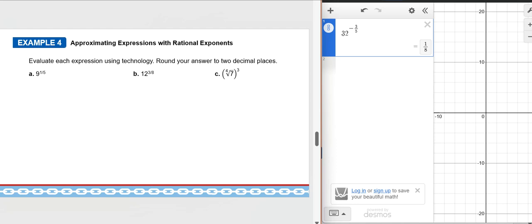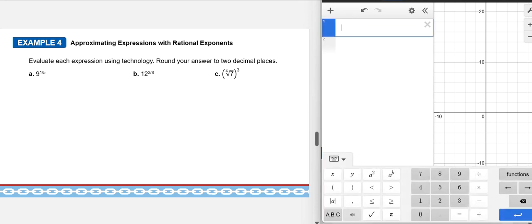So our answers previously had nice whole number answers. We're not always going to have nice whole number answers, so we are asked to use technology to evaluate these, rounding to 2 decimal places. SAT, PSAT, probably looking at 3 decimal places. But again, 9 and then my exponent of 1/5. Right, so there's my answer.